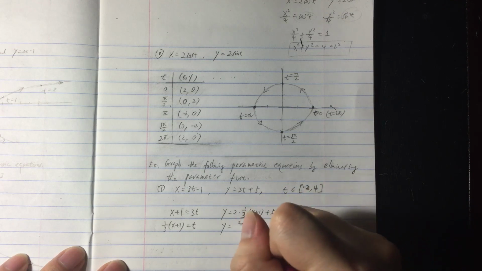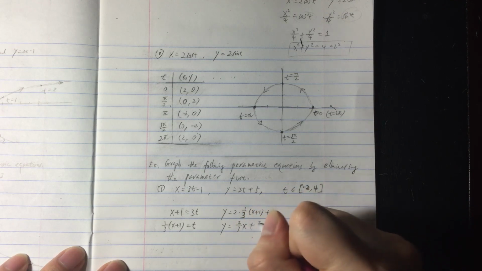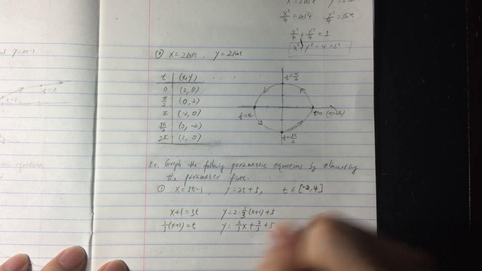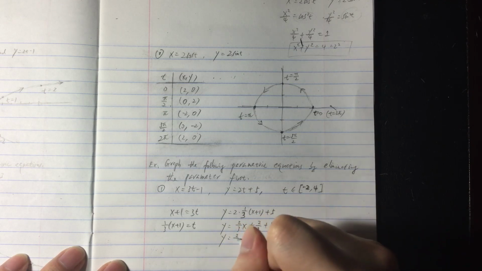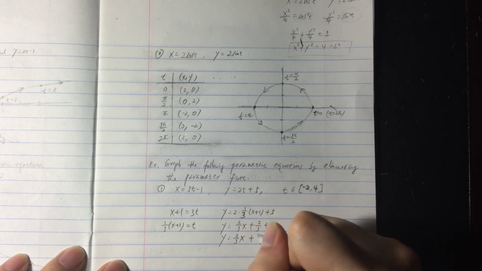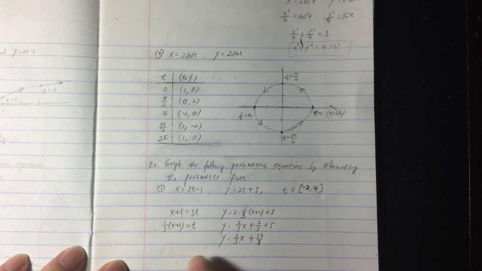Distribute 2/3. I get 2/3 of x plus 2/3 plus 5. Y equals 2/3 x plus 17/3. And we know this is a linear equation. The graph of this equation is a straight line.